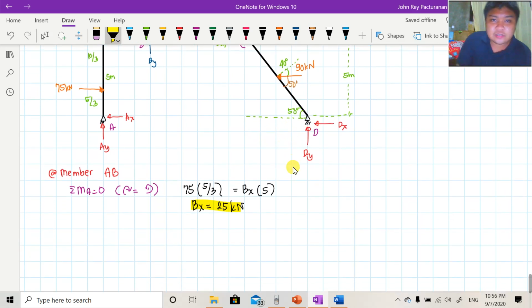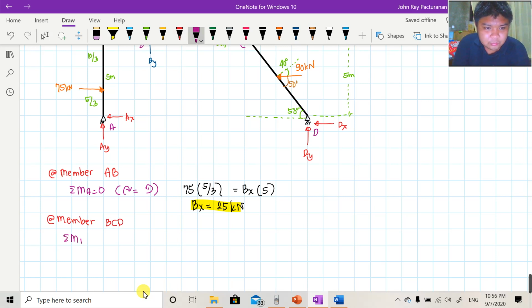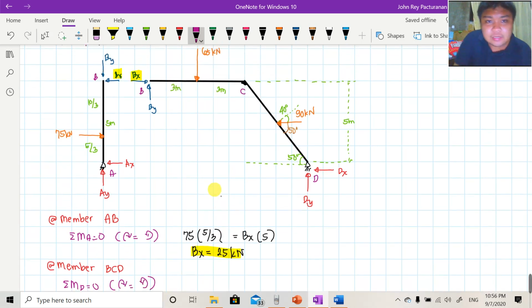Okay, so therefore, gawin na natin siya as summation, at member BC, di ba? BCD, yun yung tamang term. At member BCD, so therefore, ang gagawin ko, summation moment at D muna tayo, equals 0, so that is clockwise moment, equals counterclockwise moment. And by the way, kailangan natin dito class ng distance. Okay, kasi kailangan natin yan ngayon. So, this is 5 meters. So, therefore, yun dito naman, 6 meters siya.